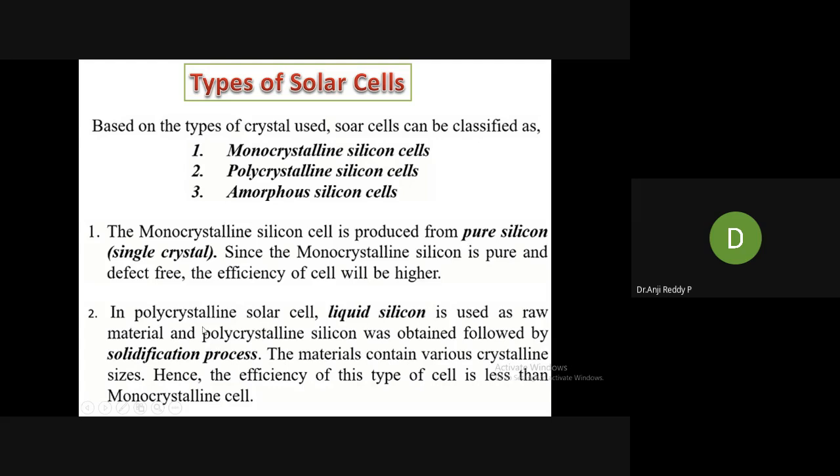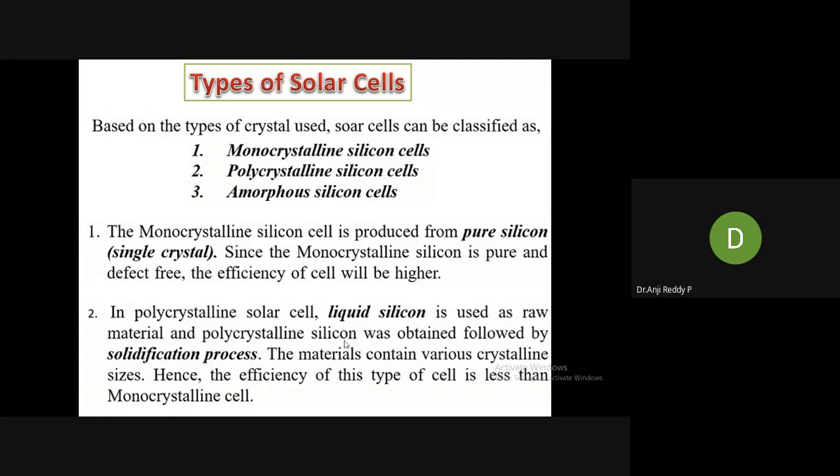In a polycrystalline solar cell, liquid silicon is used as raw material, and polycrystalline silicon is obtained by a solidification process. The meaning of the solidification process is that we have to heat the material. Whatever silicon we are taking, how can we convert it into liquid silicon? We have to heat it up to its melting point, and then it converts into liquid silicon. That liquid silicon we can use as a raw material, and that we can solidify.